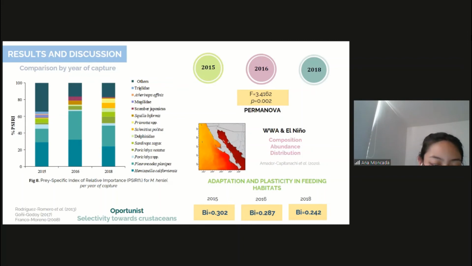Levin's index also suggested once again the specialist strategy, which could be taken as a selective opportunist towards crustaceans, because those are the most abundant prey in the habitat that they are in. Also, the big plasticity and accommodation of the shark to the food that's available around them could be an indicator of its great adaptability and plasticity, for which they might be very resilient.